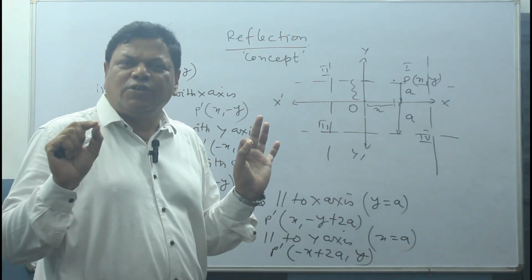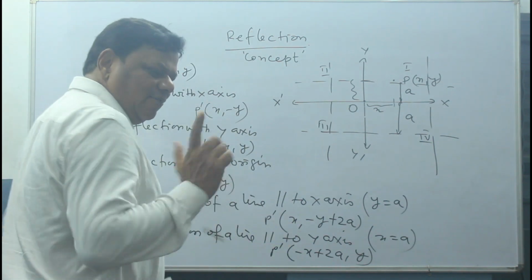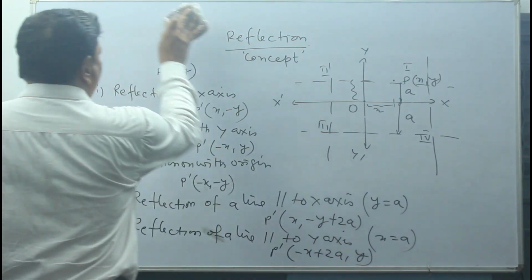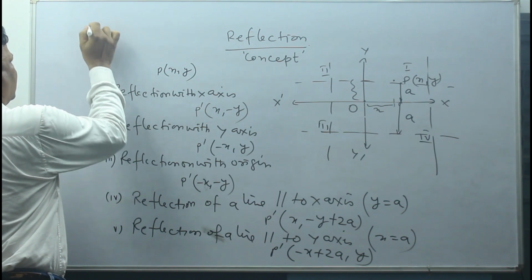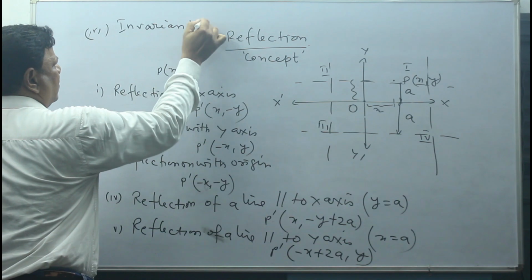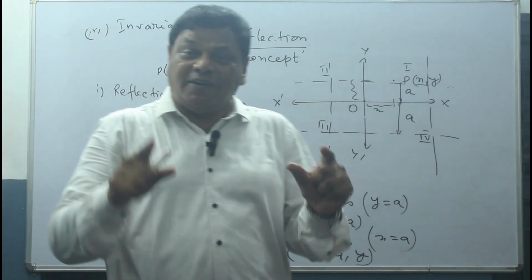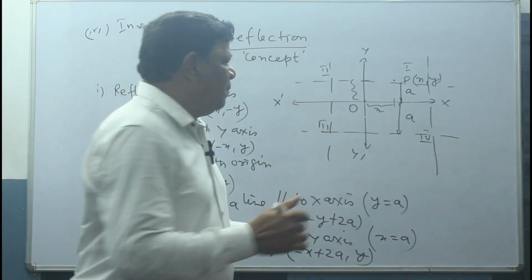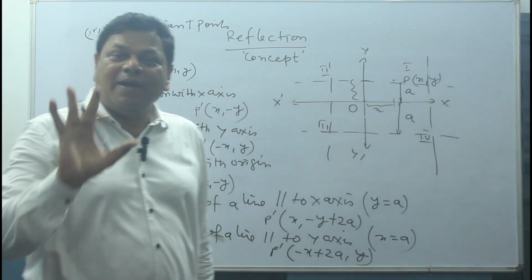Then one more thing you have to remember, that is called invariant points. What did I say? Invariant points. So I am doing it here, number 6. What are invariant points? The points that lie on the x-axis or lie on the y-axis, meaning any point on this or any point on this. That is called an invariant point.